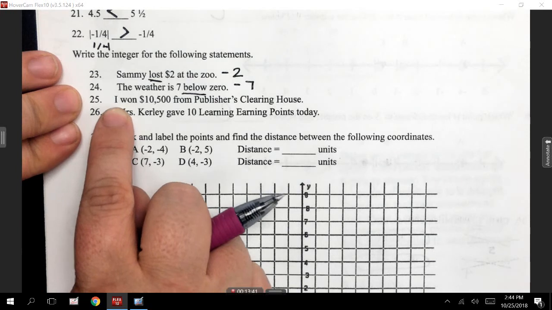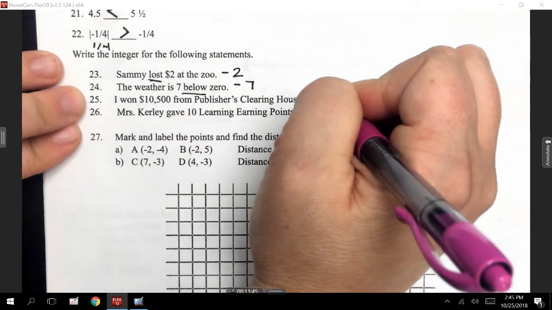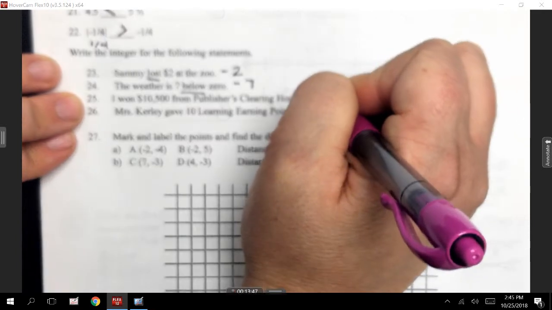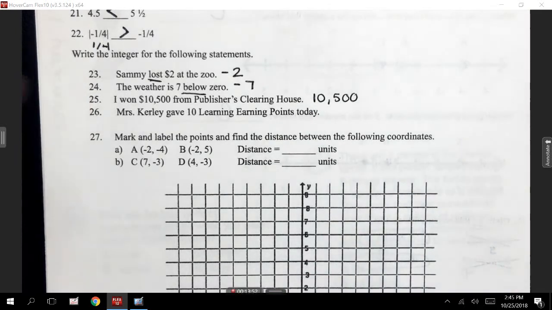Okay. So here it says, I won $10,500 from Publishers Clearinghouse. All right. Me too. I really would love that to happen. $10,500. Since I won it, it's a positive, so I'm just going to put 10,500. Again, no dollar sign.